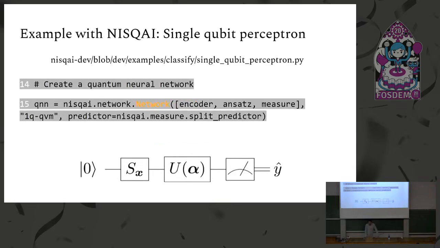Once we have these three things, the encoder, the ansatz, and the measurement, we can form them into a quantum neural network. And this is how you would do that here. We also provided a computer, which here is a 1 qubit QVM by Rigetti, and something which we call a predictor, which is how you map from the raw outputs of measurement data to a prediction. And this is the quantum circuit of what this code is representing now.